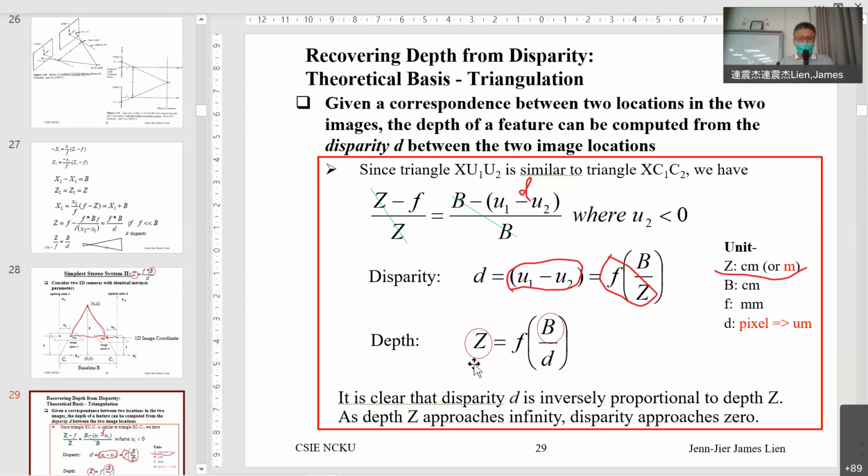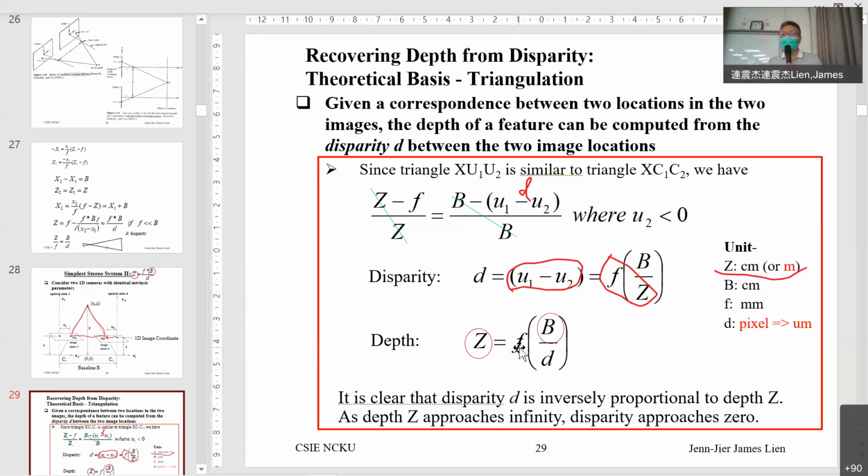B here, so B compares to D. D is what? The distance between two pixels. So in reality, B moves to here in the denominator term. B is the distance between the two cameras. Disparity is the distance between two points, the corresponding points. And what's F? I'm sorry, what's the denominator term? The distance Z is F. F is the focal length.